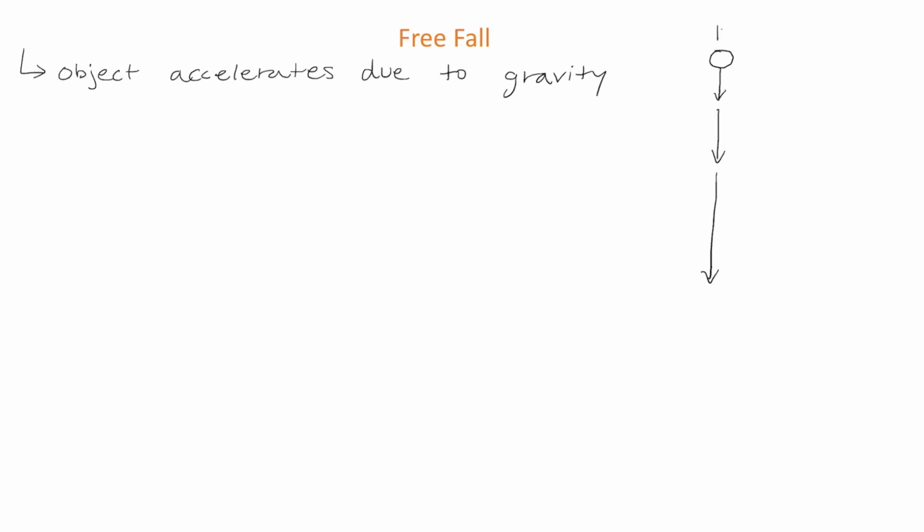What's causing this ball to speed up? Gravity. Gravity is pushing down on it. So we would say that the ball is accelerating due to gravity. And if we forget about air resistance, then the only force acting on this ball is gravity, so it is falling with free fall motion.